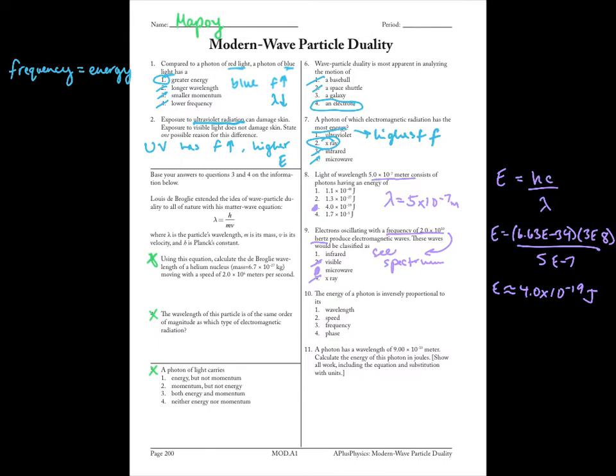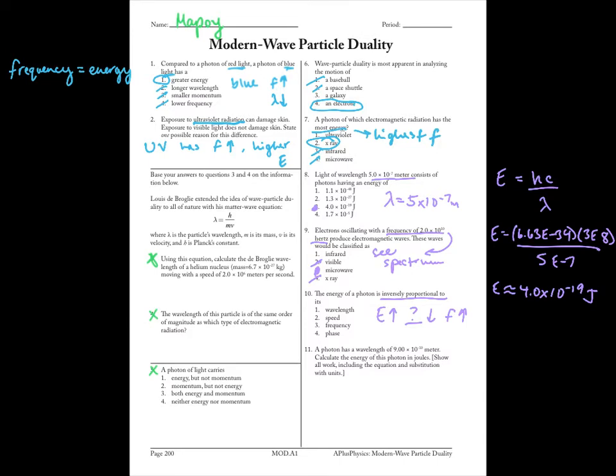10. The energy of a photon is inversely proportional to what? So if energy goes up, what mystery quantity will go down when we say inversely? Well, energy happens to be directly related to frequency. So this mysterious quantity also has to be inversely proportional to wavelength.